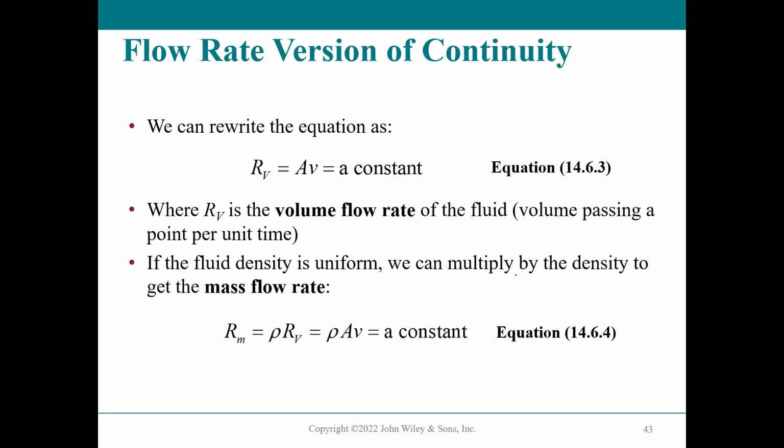So we can rewrite the equation as AV, which means that A times V is a constant. AV is the volume flow rate of the fluid, or the volume passing a point per unit time. So if the fluid density is uniform, we can multiply by the density to get the mass flow rate.